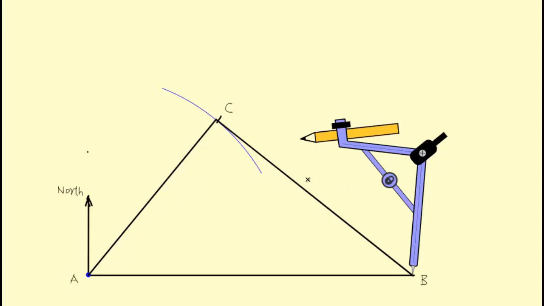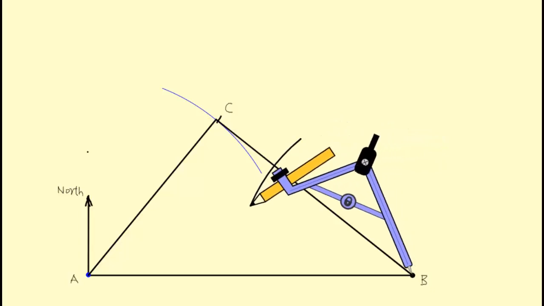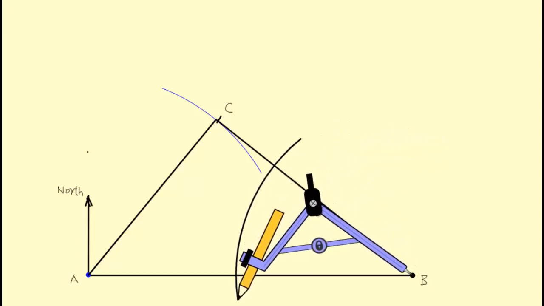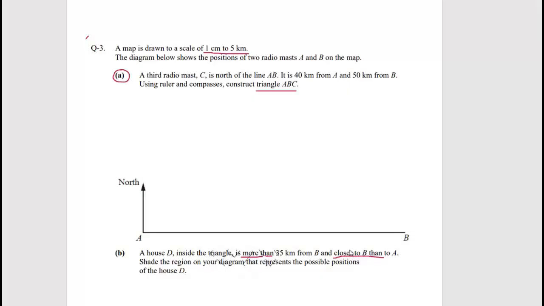As the house is inside the triangle, there is no need to draw the whole circle. We will just draw the part of that circle which lies inside the triangle. So this is the locus of a circle that is 7 centimeter from B and inside the triangle. And this house is closer to B than A.